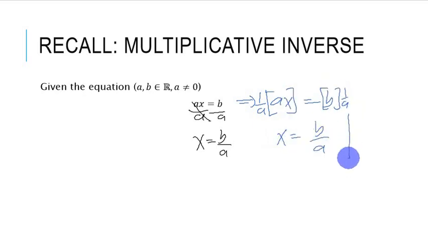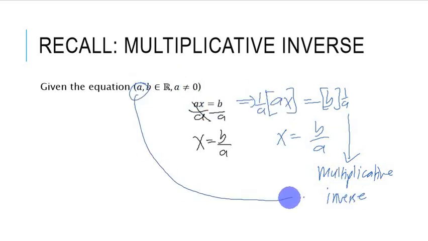This 1 over a in real numbers is what we call the multiplicative inverse of the real number a. So that would mean that if you multiply a real number to its multiplicative inverse, as you can see here, it gets cancelled out, which gives us 1, which is our multiplicative identity. Same is true for matrices.